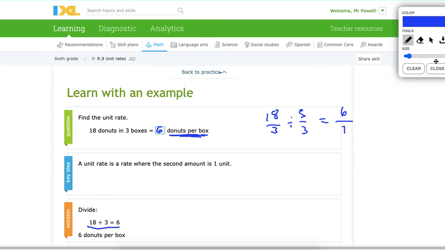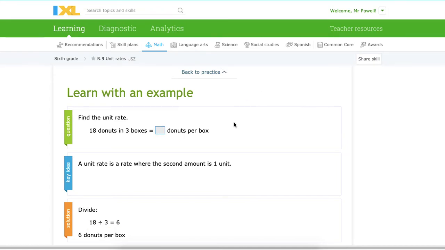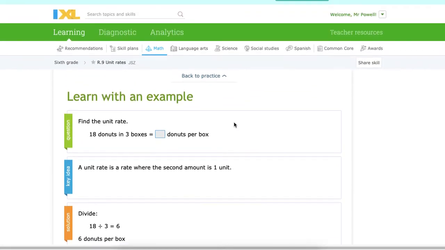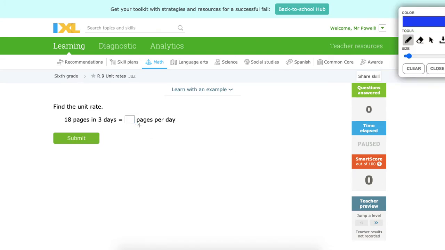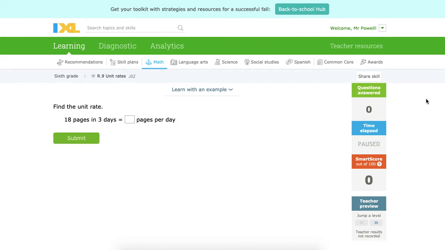So let's go back to the practice and look at it. They want the pages per day. So they want 18 divided by 3. And if you know the answer, you can just put that in there. 18 divided by 3 is just 6. So that's 6 pages per day is what you're going to get on that one.